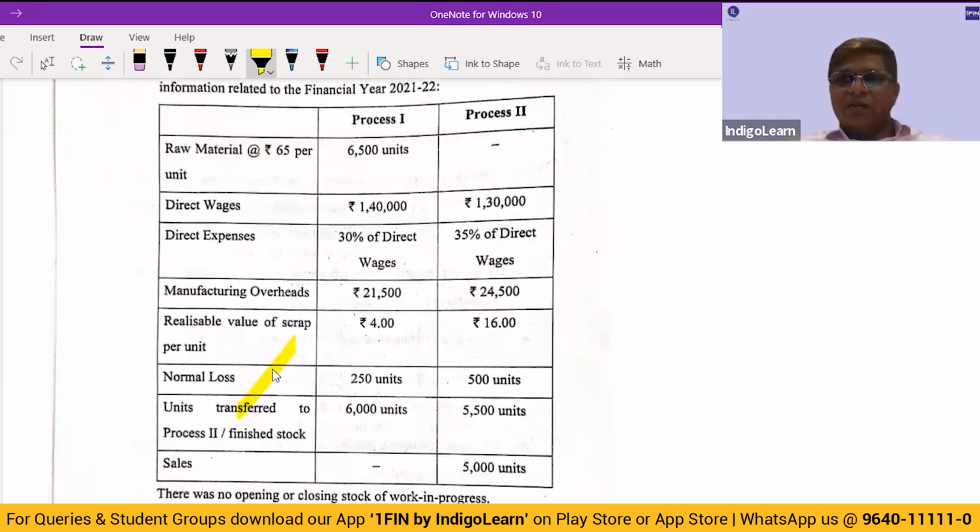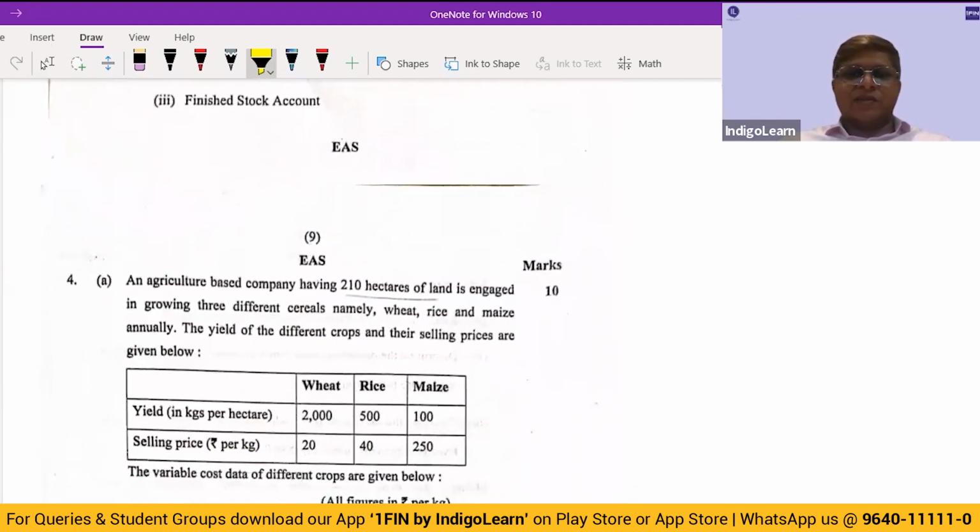And we have covered more complicated questions like this where we have certain opening work in progress and all of that stuff. But here we do not have any opening or closing work in progress. So the moment we do not have any opening or closing work in progress, 50% of the complication is eliminated. So we should be really very happy when we get such questions. All right, let's look at the next question.